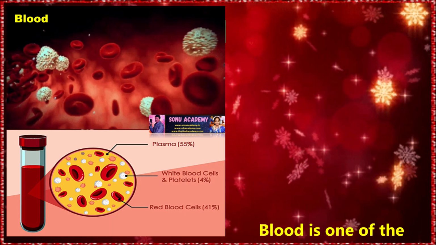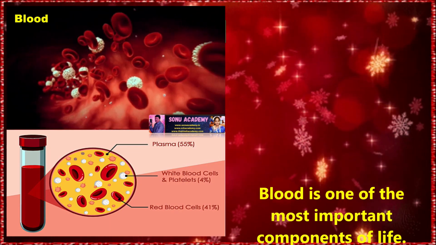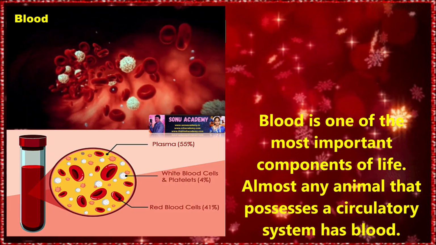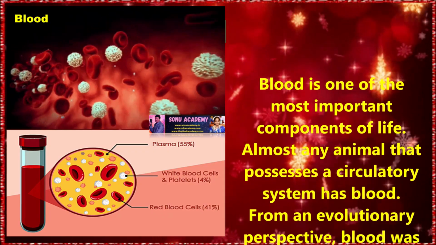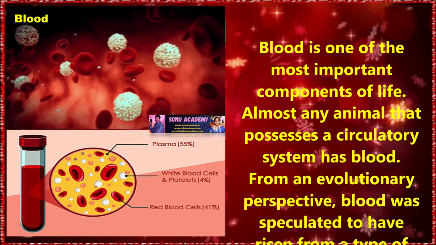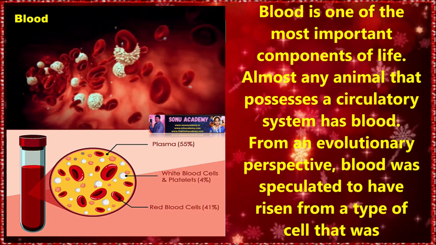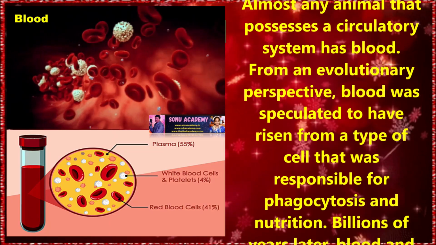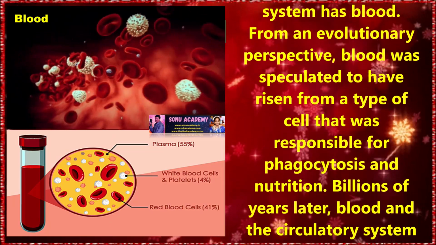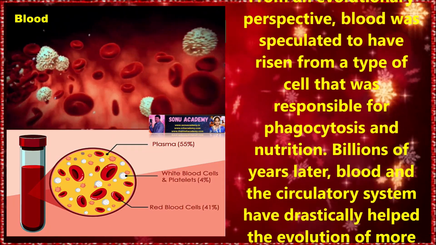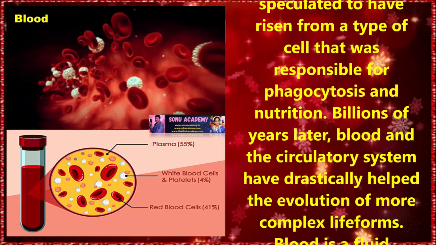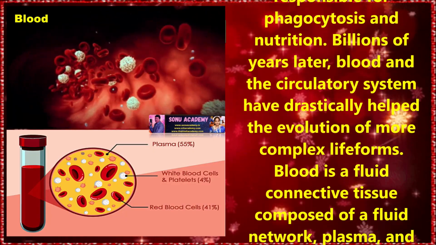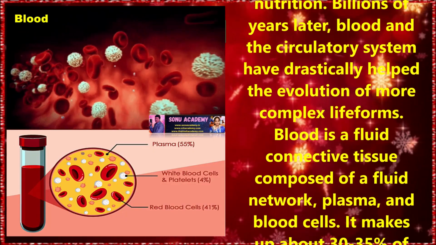Children, now let us discuss blood. Blood is one of the most important components of life. Almost any animal that possesses a circulatory system has blood. From an evolutionary perspective, blood was speculated to have arisen from a type of cell that was responsible for phagocytosis and nutrition. Billions of years later, blood and the circulatory system have drastically helped the evolution of more complex life forms.